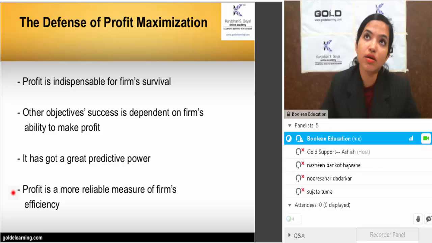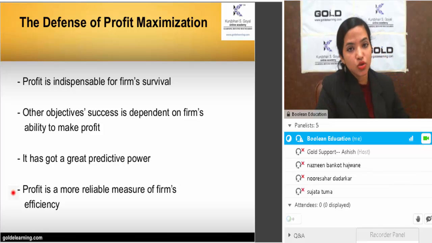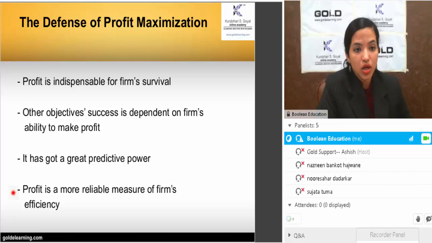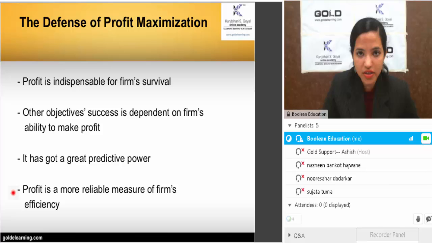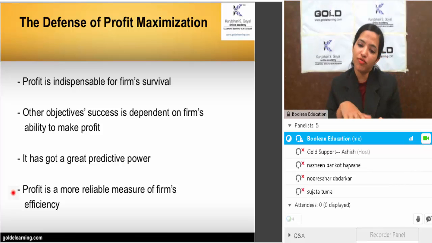चलिए, so some people say profit maximization is the sole objective of a firm, so some say it is not. So what are the merits or what are the defenses which people put to show that profit maximization is the sole or very important objective of a firm? Profit is indispensable for firm's survival, meaning without profit a firm cannot work. Right? So profit is an essential part of any firm. Other objectives' success depends on the firm's ability to make profit. बाकी के जो objectives हैं वो कब fulfill होंगे, when the firm is making profit. If the firm is not making profit, the rest of the objectives won't be satisfied.